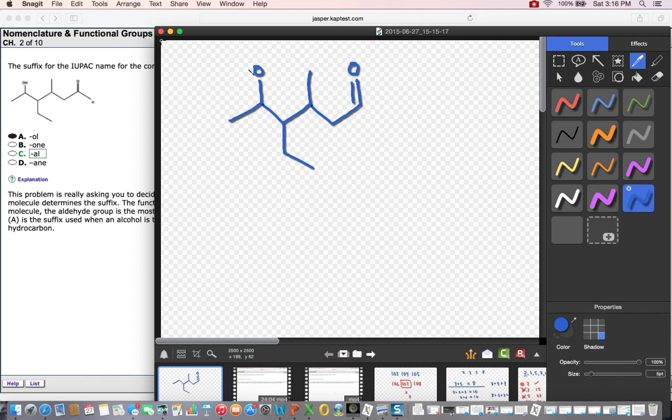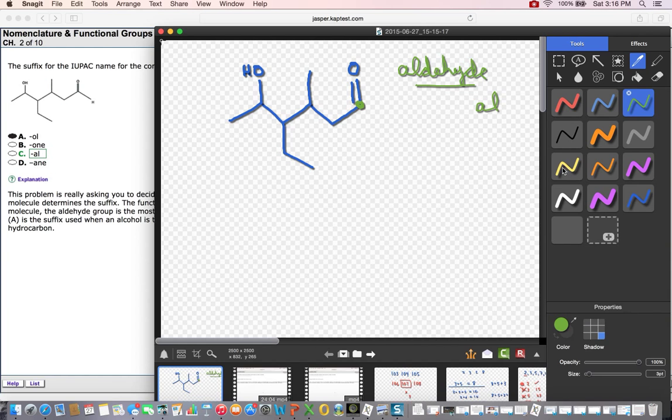So typically what we do is we go with the most oxidized carbon. That is clearly going to be this carbon, which will be carbon 1. This is an aldehyde. We will name this as an aldehyde, which means the last suffix that we use will be -al. That leads us to answer choice C.